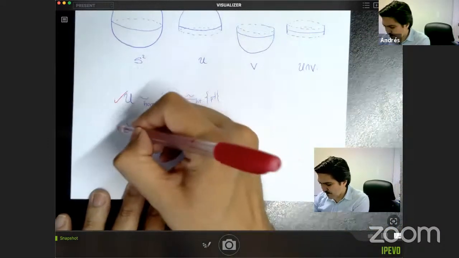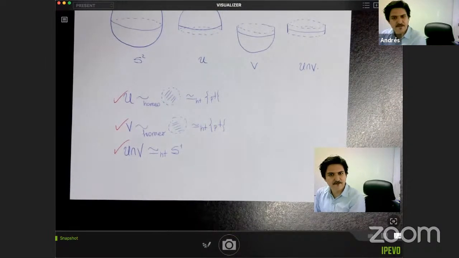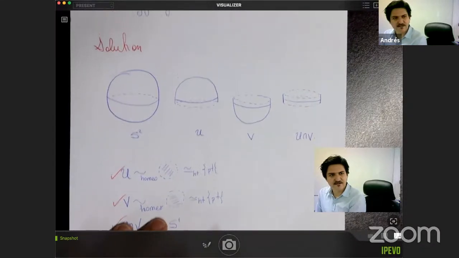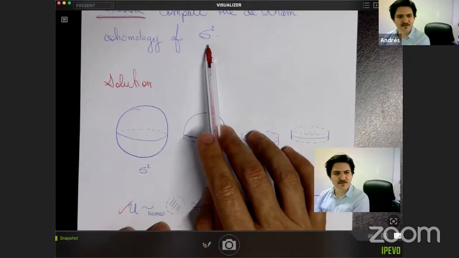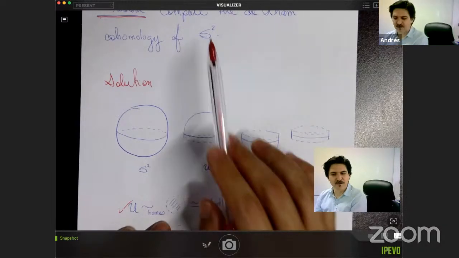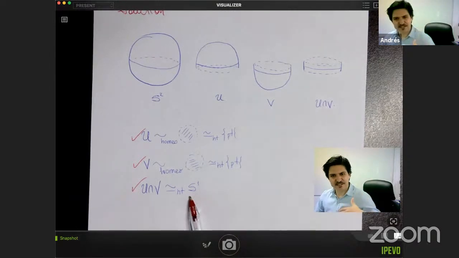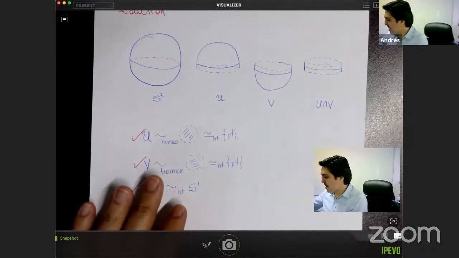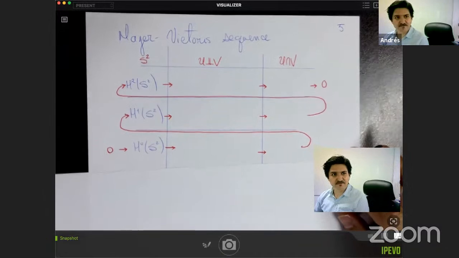So we know the cohomology of the three spaces. And what I want you to notice here is that in order to compute the cohomology of S2, I need to know the cohomology of S1, one dimension less. Okay, great. So now let's put all of this information in the Mayer-Vietoris sequence.